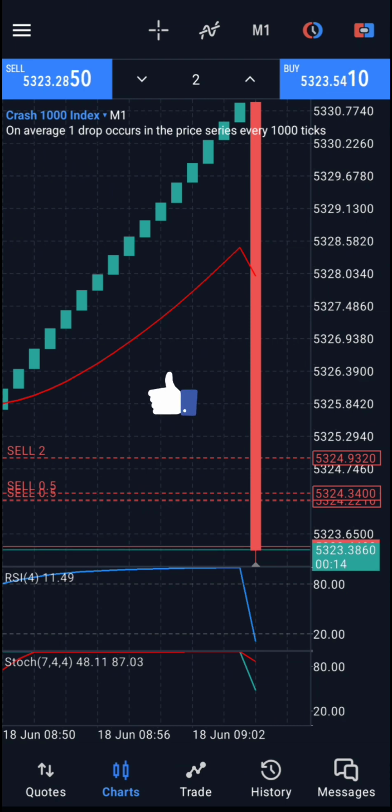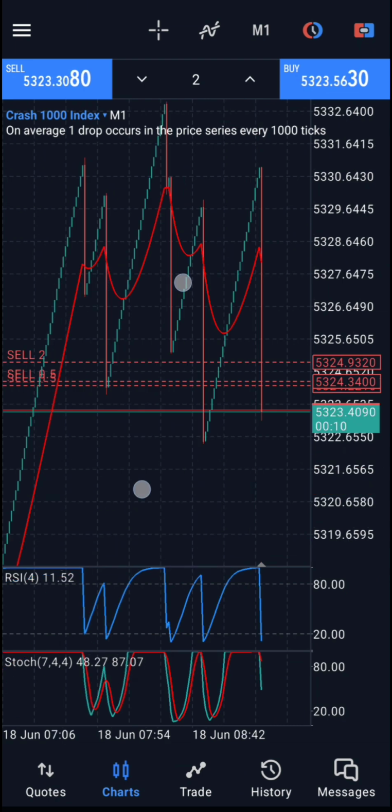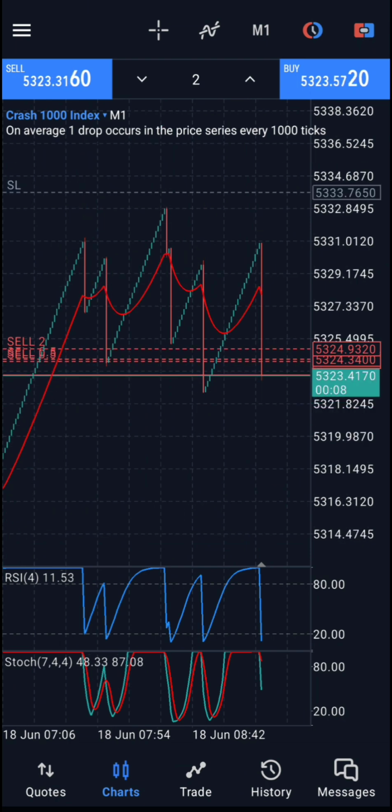Hello guys, same on this matter. You see that the spike has actually happened. Okay, so now you see the same lot size and everything. Look at the stop loss. Okay, so we have a spike which has happened now. So I want you to pay attention.